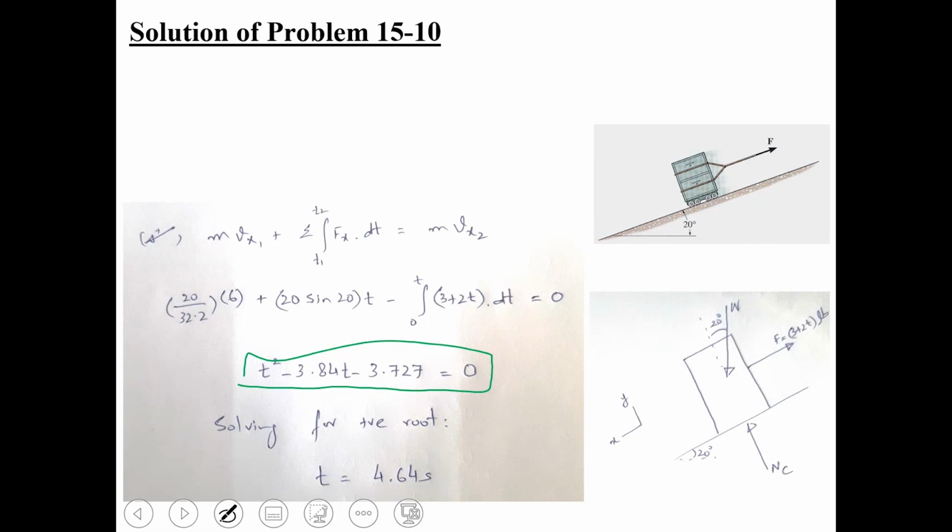So solving this equation, you will get two roots. One would be positive, probably the other one would be negative. So you are going to choose the positive root, which is t equal to 4.64 seconds. So this is going to be the time at which, when you are applying this force, the cabinet is going to be at rest. Is it clear to all of you?